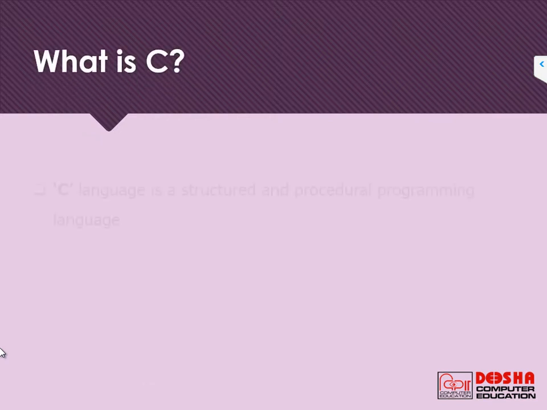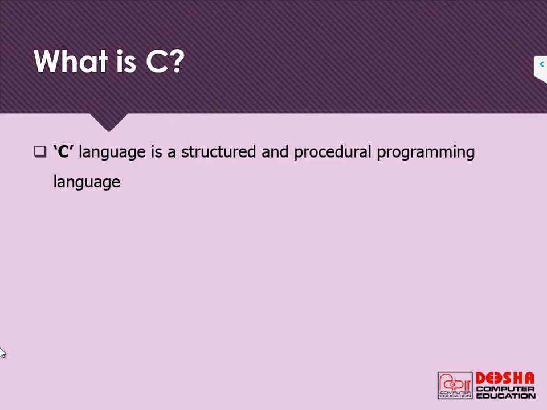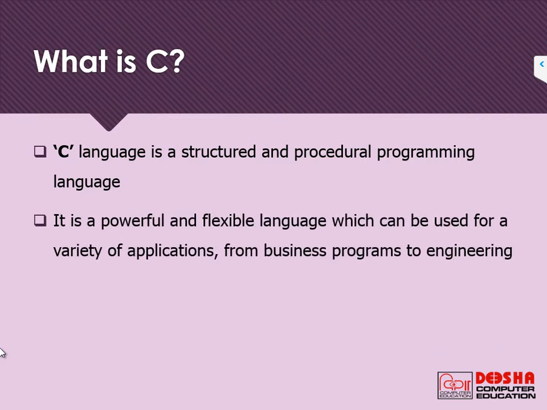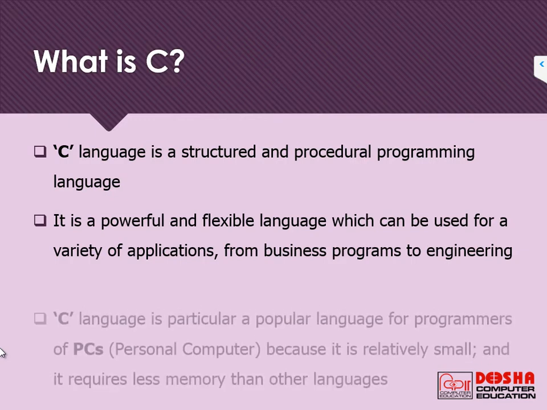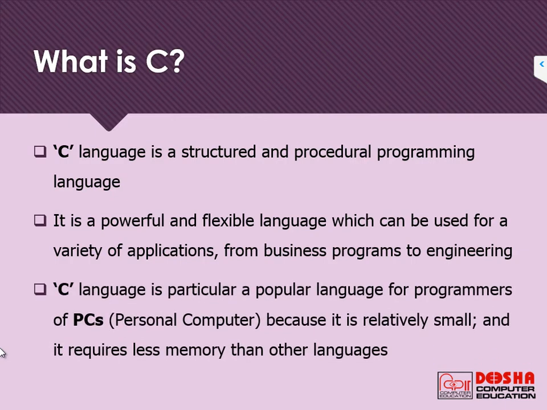Now what is exactly C? C is a programming language. It is a structured and procedure oriented programming language, and also a general purpose programming language, most powerful and flexible, which can be used for a variety of applications, from business programs to engineering programs, from application software to system software, from databases to compilers. So many different types of software can be created using the C language.